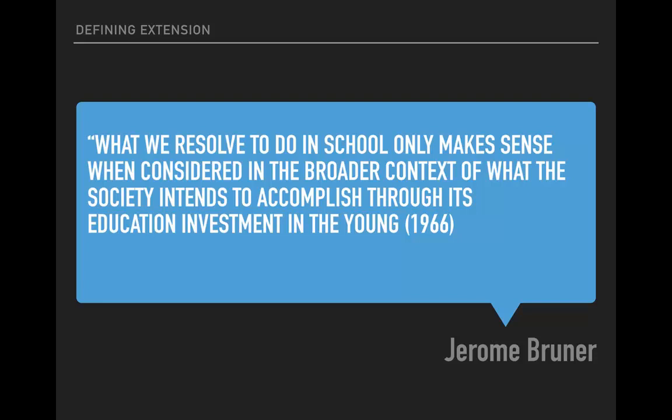I love this quote from Bruner that the author used in the textbook. "What we resolve to do in school only makes sense when considered in the broader context of what the society intends to accomplish through its educational investment in the young." Interesting, this is from 1966, but we can definitely still apply this to today. And this is really related to the idea of extension. So how are we extending the learning beyond the classroom?